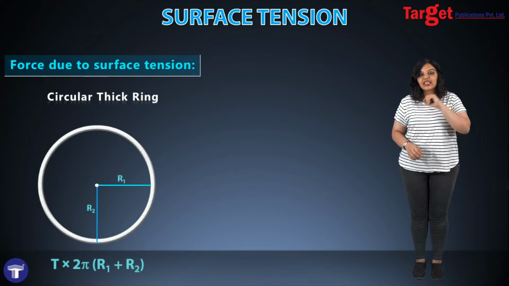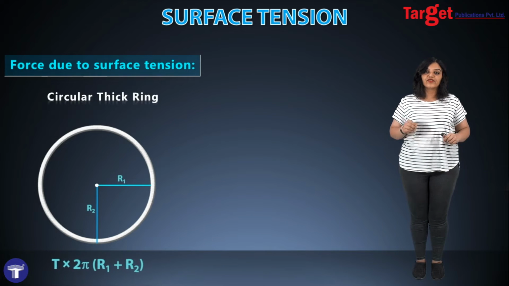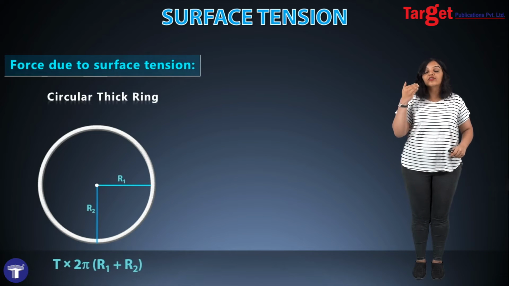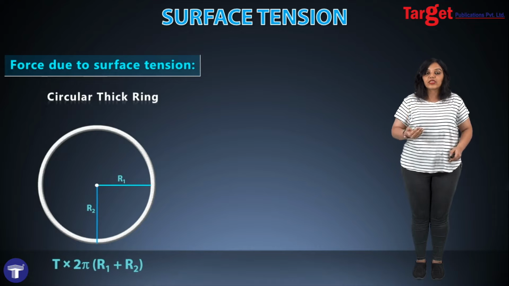And therefore, to always write down the formula for the force due to surface tension, you ask yourself at which length the water or the liquid is coming in contact with the body.